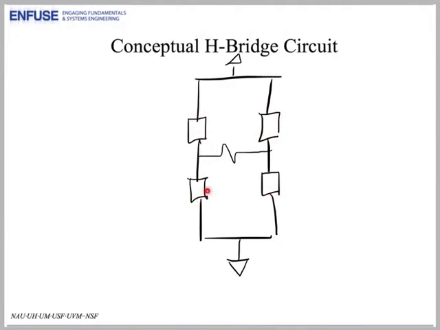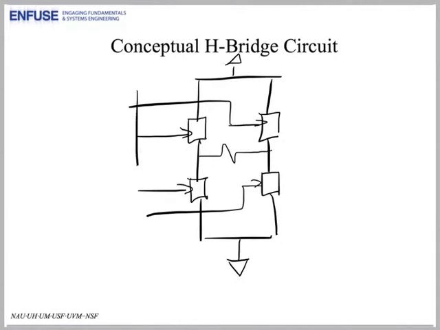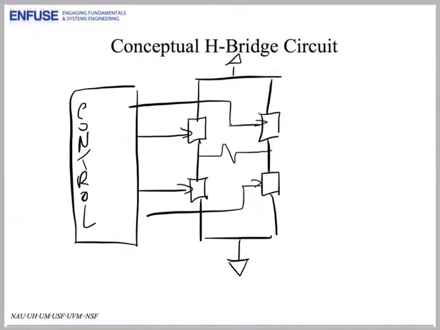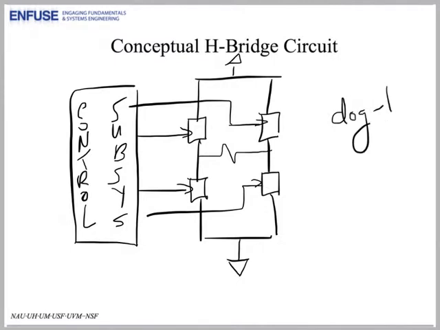And remember now these switches are going to be MOSFETs. And we need some kind of control mechanism that we've seen before in block form. Our control subsystem. And we want to talk about this control subsystem and the control signals that it sends to the H-bridge. To do that, I want to introduce a term that we'll call an H-bridge dogleg.